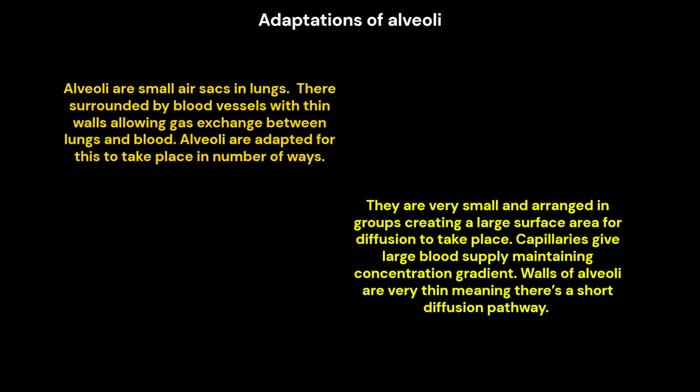Adaptations of alveoli. Alveoli are small air sacs in the lungs. They're surrounded by blood vessels with thin walls, allowing gas exchange between the lungs and blood. Alveoli are adapted for this to take place in a number of ways. They are very small and arranged in groups, creating a large surface area for diffusion to take place. Capillaries give a large blood supply, maintaining the concentration gradient. Walls of alveoli are very thin, meaning there's a short diffusion pathway.